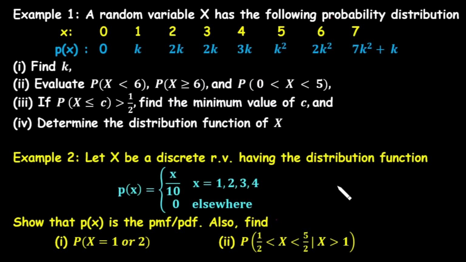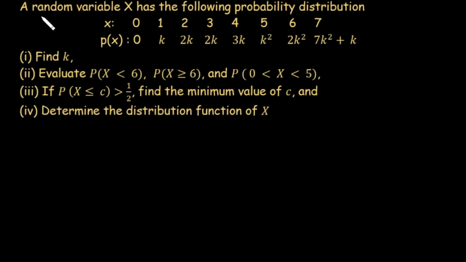Hi everyone. In this video we are going to learn how to solve these two questions. These two questions are based on the topic discrete random variable. Let's start with the first question. According to the first question, a random variable x has the following probability distribution.